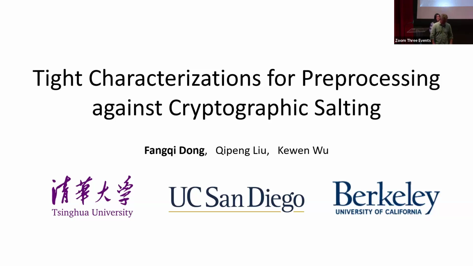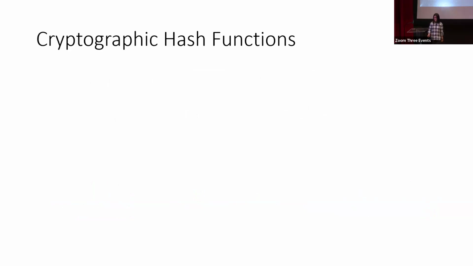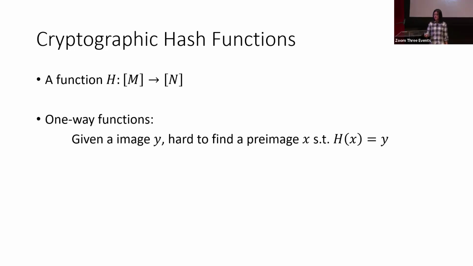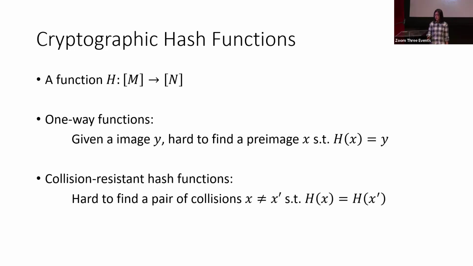Thanks for the introduction. This is joint work with Qipeng Liu and Keiwen Wu. In this talk, we focus on cryptographic hash functions, denoted as H from M to N. When we care about the security of a hash function, we actually care about the specific hardness of the underlying cryptographic primitives. For example, one-way function refers to the hardness of finding preimages of a designated output, and collision-resistant hash function refers to the hardness of finding a pair of inputs that have the same output.